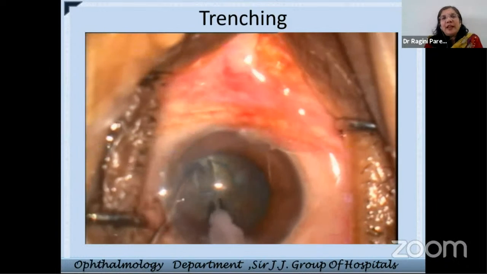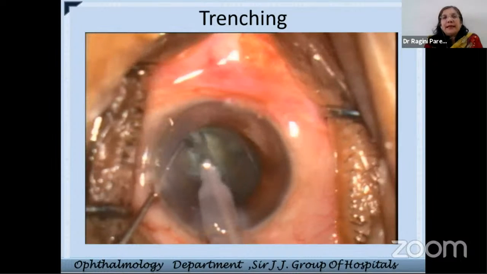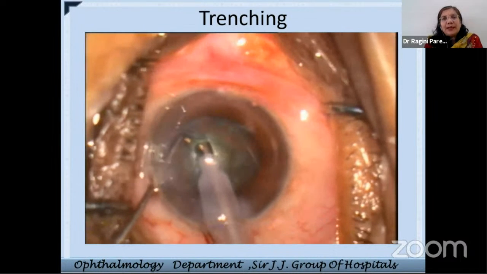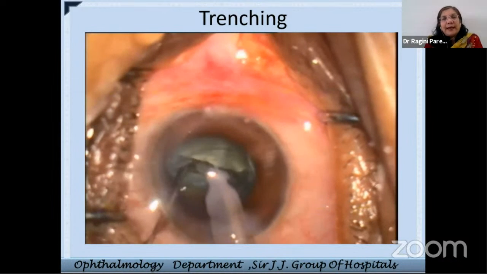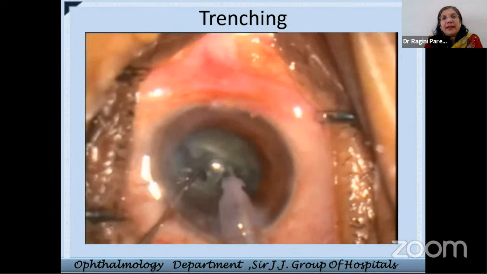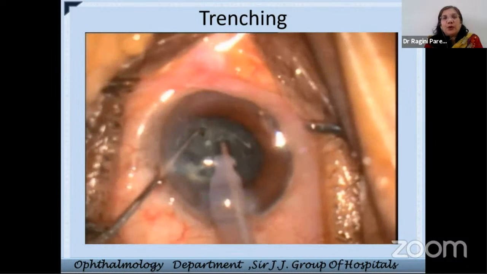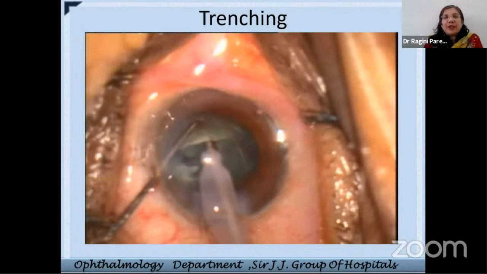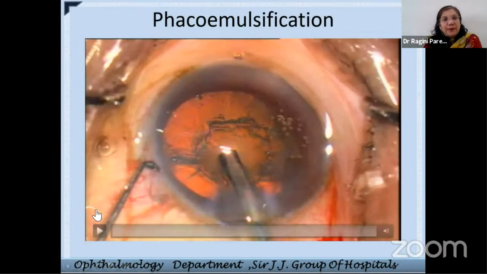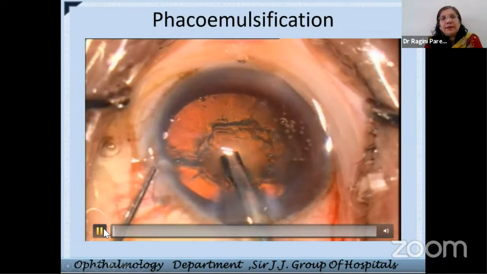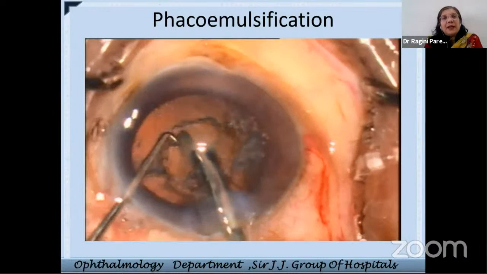The trench is nothing but going with the probe and emulsifying the nucleus and creating a wall so that this nucleus can then be divided into two pieces. The depth or the height of the wall is decided by the thickness of the nucleus, and you trench till you can see a good glow. The first division is extremely important, and it is followed by phacoemulsification, as you can see over here. So this is the trench, as you can see, in a well-dilated pupil.